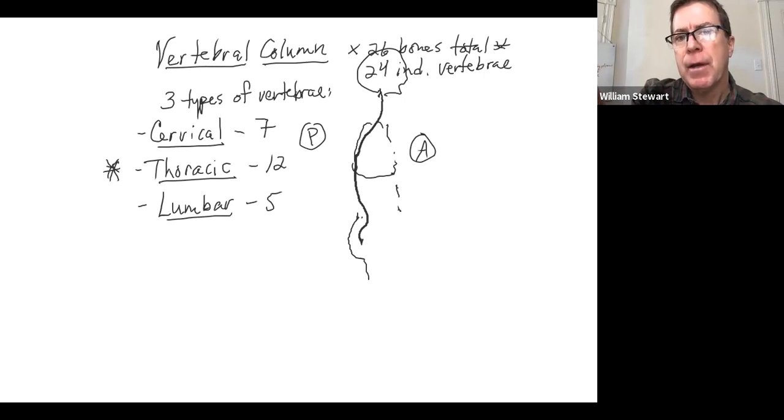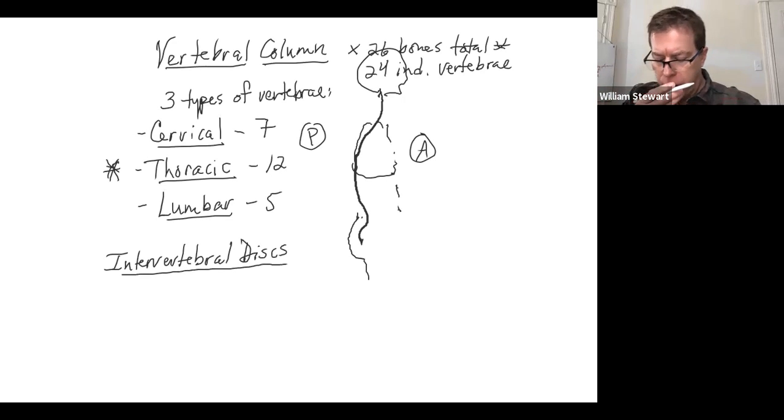Let's say a few things about intervertebral discs. I know that we identified them when we talked about connective tissue. They make up a significant amount, about 25% of the height of the vertebral column.